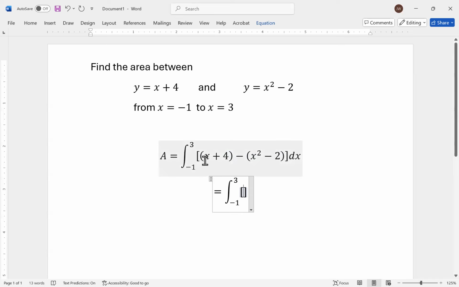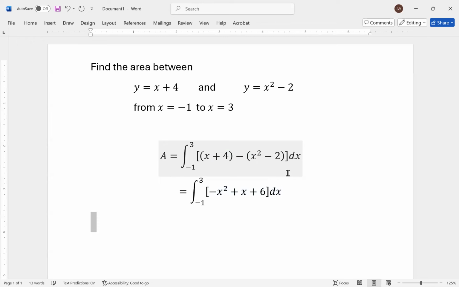But you'll notice that if I do simplify, you'll get negative x squared. I'll put that out front. And then I have a single x. And then I'll have a plus 4 here and a minus a -2 there. So 4 minus -2 becomes a plus 6. So I just integrate that. And again, I probably myself would just plug this into the calculator without doing a simplification. But if you wanted to do it by hand, you would want to simplify first and then integrate.